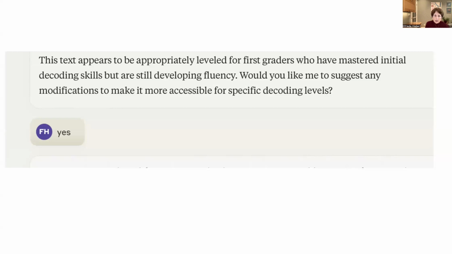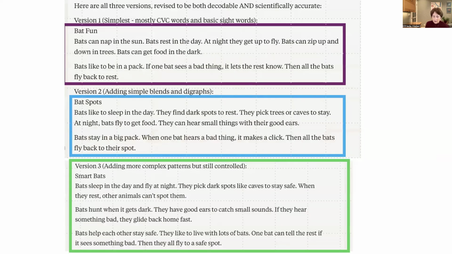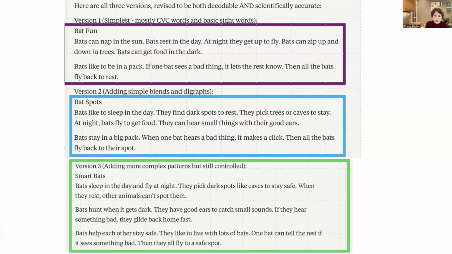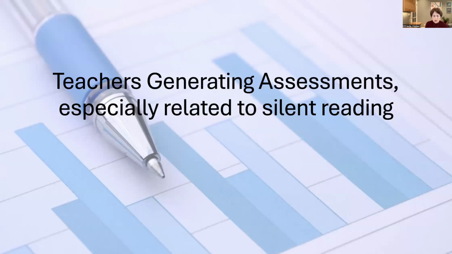Then AI asks me if I'd like to see some modifications for specific decoding levels and gives me a set of texts that differ in terms of the decoding demands and also the high frequency word demands. I think this can be incredibly useful as teachers are looking at profiles of their students to see what would make a text readily accessible for students.